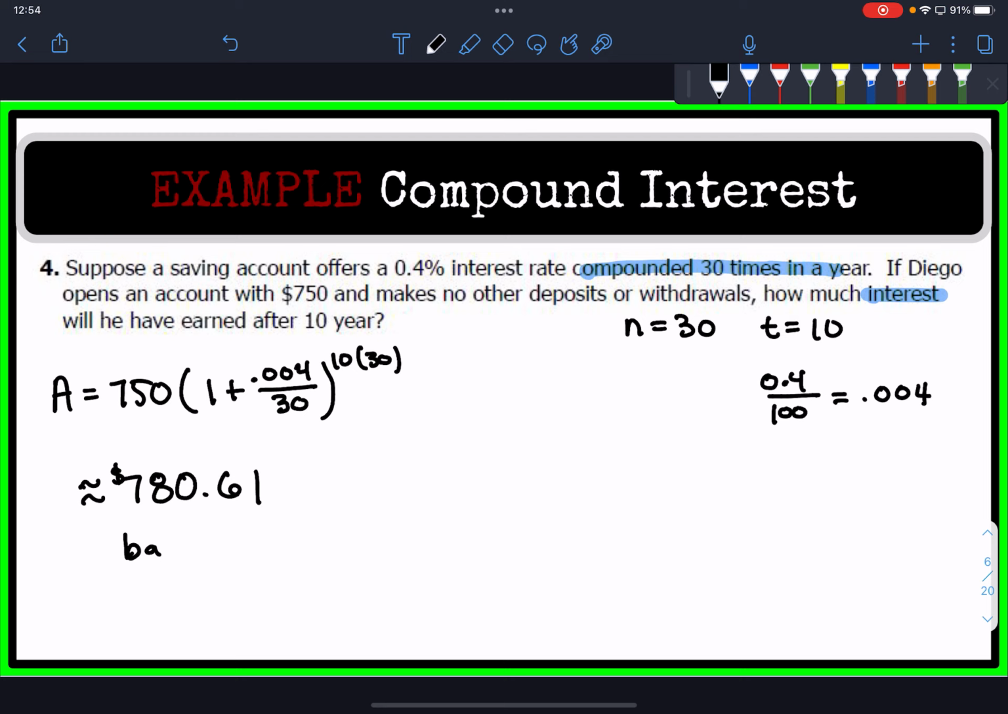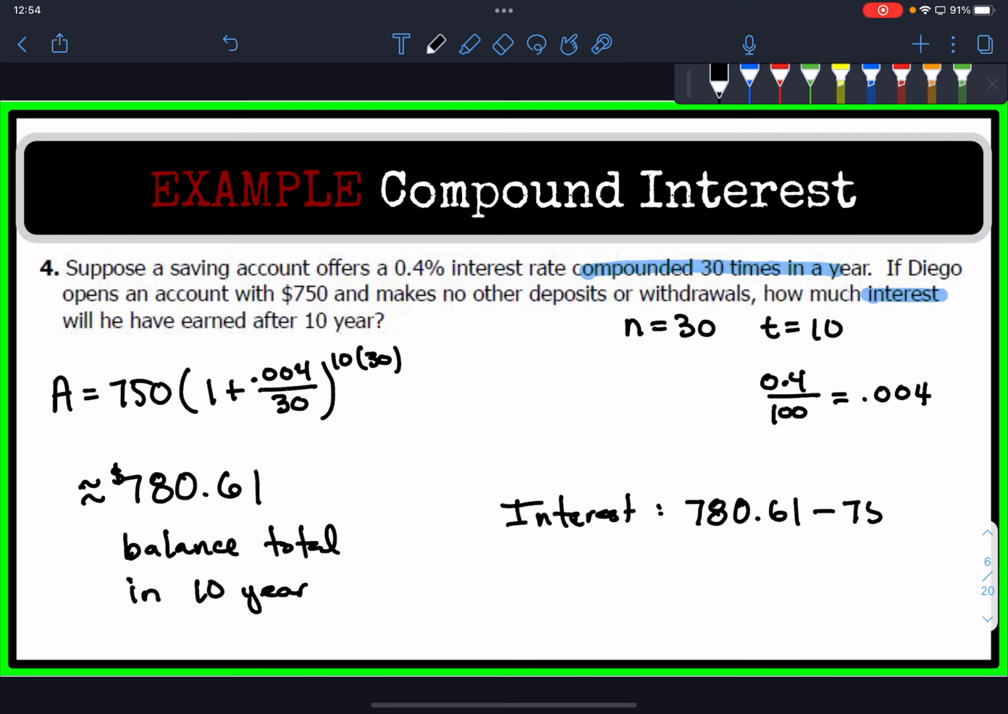So this is the balance in the account, the total amount of money in the account after 10 years when it's compounded 30 times a year. To figure out how much interest is made, we simply have to subtract the amount that we started off with from the total amount that we now have, and that's going to be a difference of $30.61. So this is the interest that was made in those 10 years if we compound it 30 times in a year. And there's your answer.